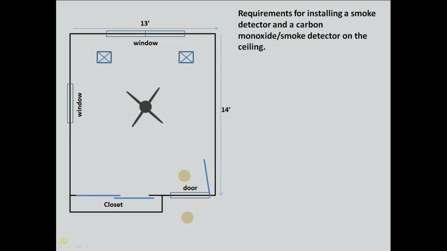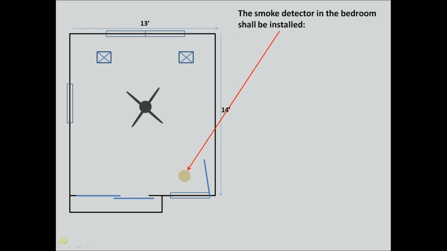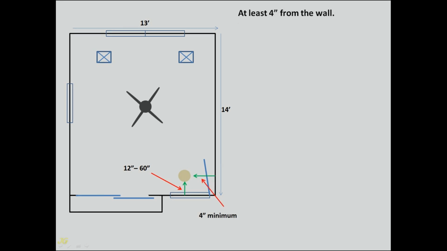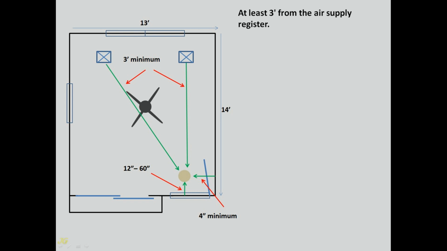Requirements for installing a smoke detector and a carbon monoxide, smoke detector on the ceiling. The smoke detector in the bedroom shall be installed in the center line of the door, no closer than 12 inches and no more than 60 inches from the door, at least 4 inches from the wall, at least 3 feet from the air supply register, minimum 3 feet from the nearest point of the fan blades.